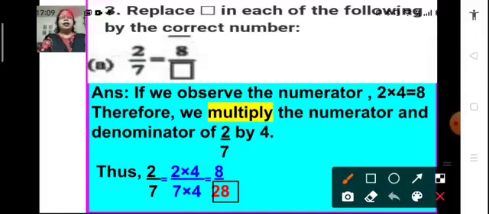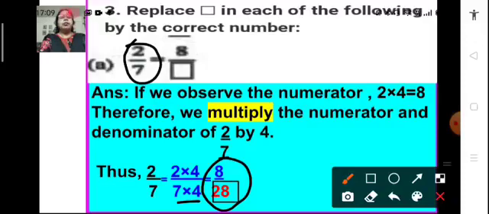We can understand we will get the numerator 8 by multiplying 2 by 4. That means we have to multiply both the numerator and the denominator here by 4. So here we have done this. If we multiply both the numerator and denominator by 4, what do we get? We get 8 upon 28. So 8 upon 28 is the equivalent fraction of 2 upon 7. So the box will be filled by 28.